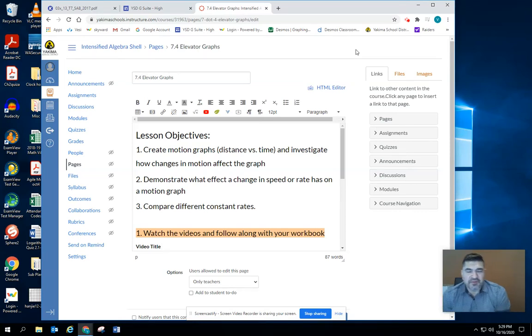Welcome Intensified Algebra. Today we are going over topic 7, lesson 4. I'm going to go ahead and read your lesson objectives to you. Number 1, create motion graphs, distance versus time, and investigate how changes in motion affect the graph. Objective number 2, demonstrate what effect a change in speed or rate has on a motion graph. And objective number 3 is compare different constant rates. So let's go ahead and get started.